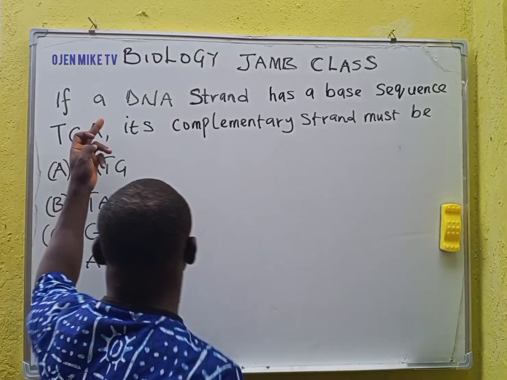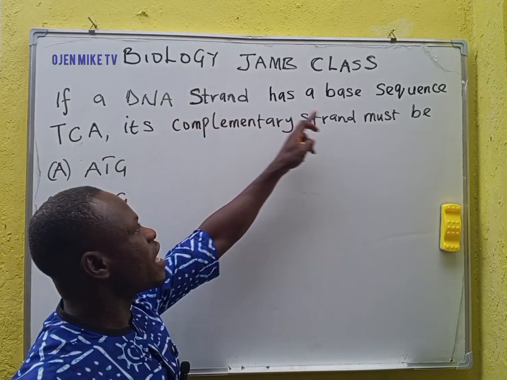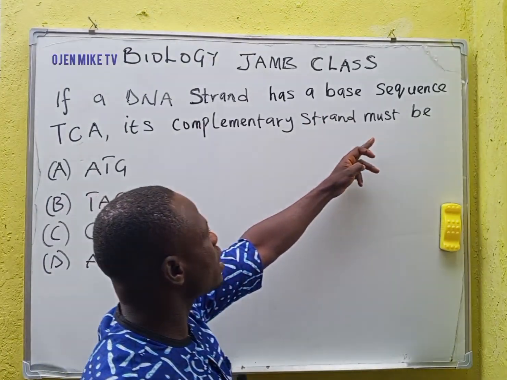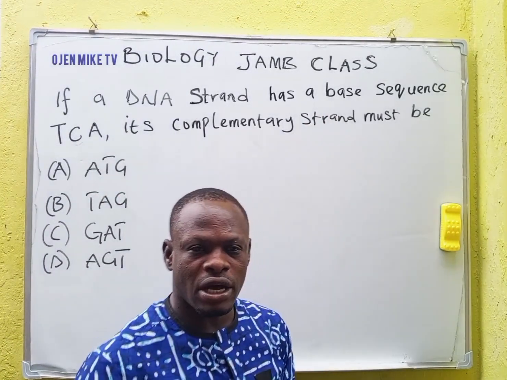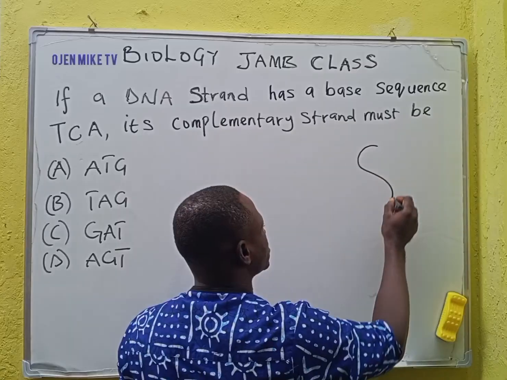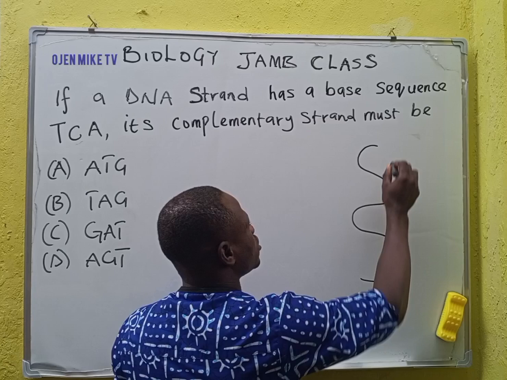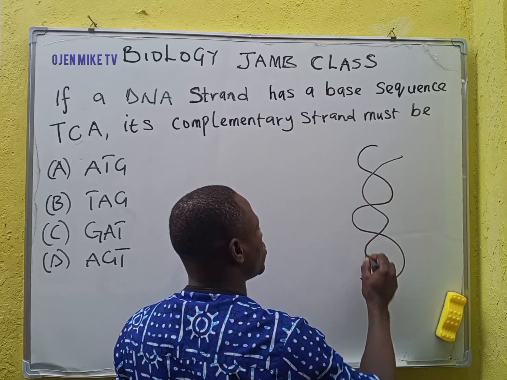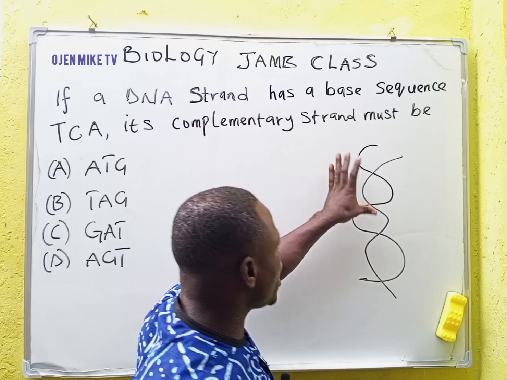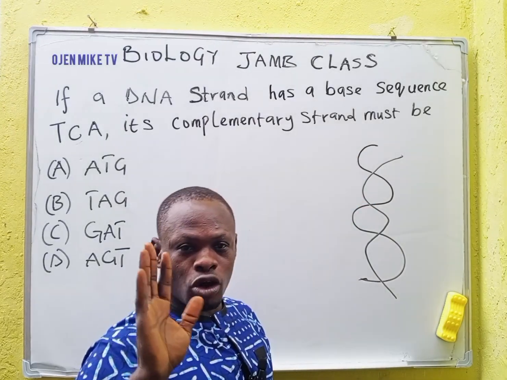Now, this question is saying that if a DNA strand has a base sequence of TCA, its complementary strand must be what? Remember, DNA is deoxyribonucleic acid. This is a structure of what? A double helix strand.